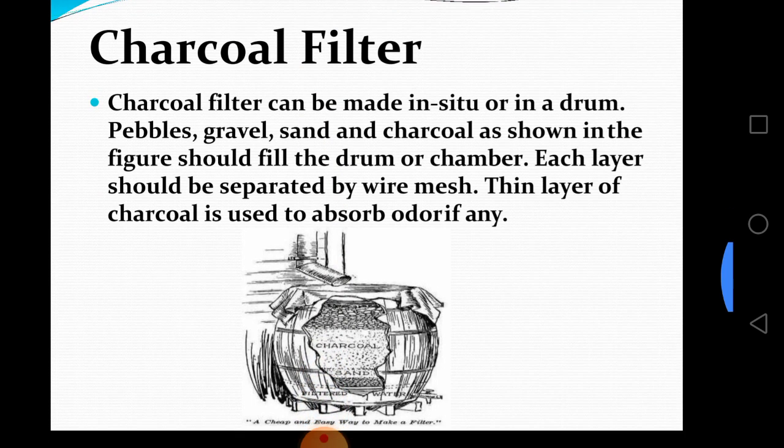And the charcoal filter is also one of the methods. Charcoal filters can be made in situ or in a drum. Pebbles, gravel, sand, and charcoal, as shown in the figure, should fill the drum or chamber. Each layer should be separated by wire mesh. A thin layer of charcoal is used to absorb odor. This is also one of the methods.